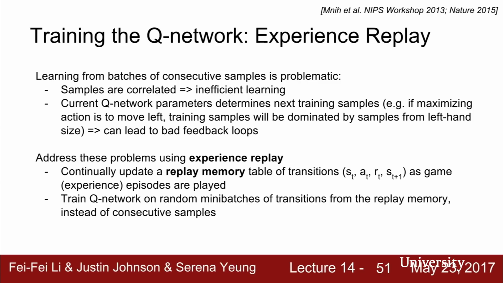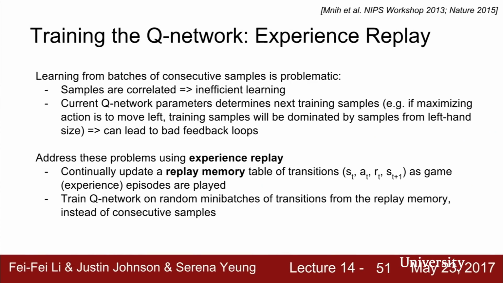And so the way that we are going to address these problems is by using something called experience replay, where we're going to keep this replay memory table of state, action, reward, next state transitions, and we're going to continuously update this table with new transitions as game episodes are played, as we're getting more experience. And so now we can train our Q network on random mini batches of transitions from the replay memory. So instead of using consecutive samples, we're now going to sample randomly across these transitions that we've accumulated, and this breaks all of these correlation problems that we had earlier.